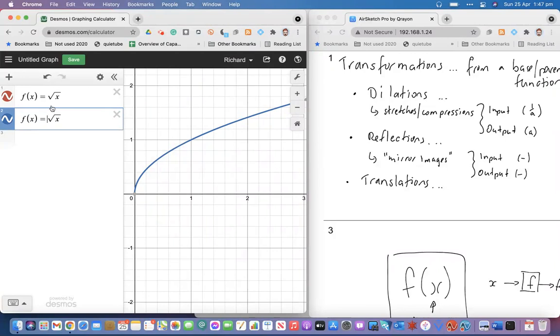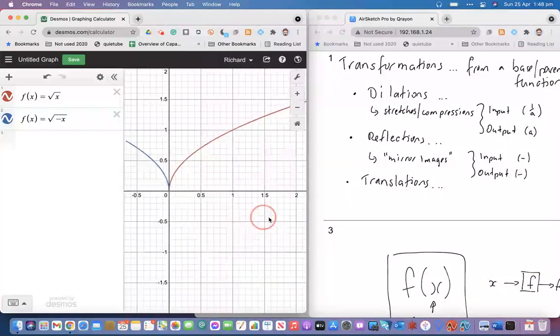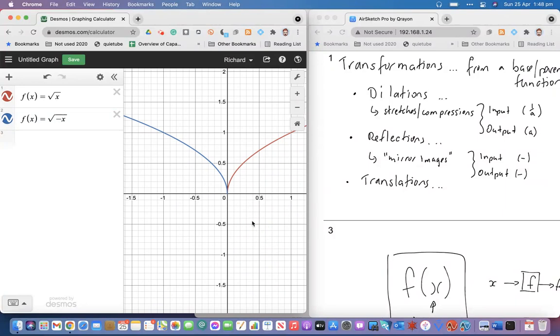So that's the output. Let's have a look at what the input will do. Again, you might want to pause the video and think about it for yourself. When I put a negative on the input, we now have the same shaped graph, but it has now gone backwards instead. And that kind of makes sense, I think. It means that the input is now negative where it once was positive. So it changes the sign of the input.